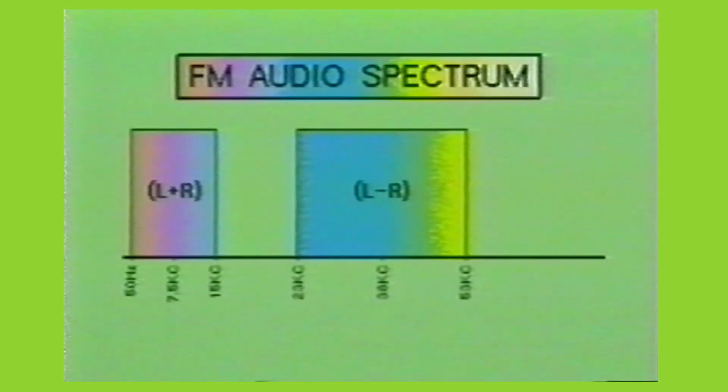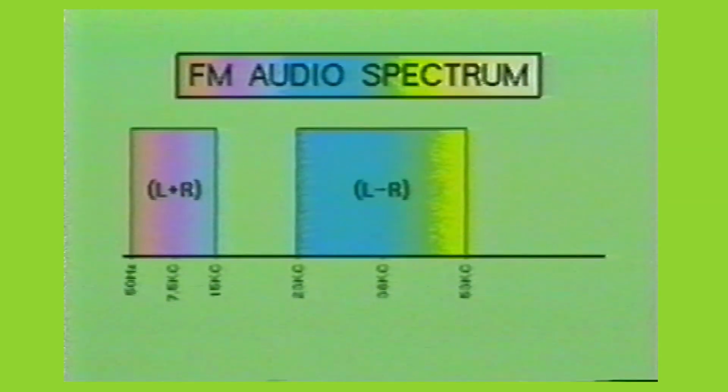If the received FM station is broadcasting one channel, or mono, the same audio will be heard coming out of both speakers. The audio frequency spectrum detected will contain the L plus R information, which ranges from 50 cycles to 15,000 cycles. If the received FM station is broadcasting stereo, or two-channel multiplex, different and distinct audio will be heard coming out of each left and right speaker.